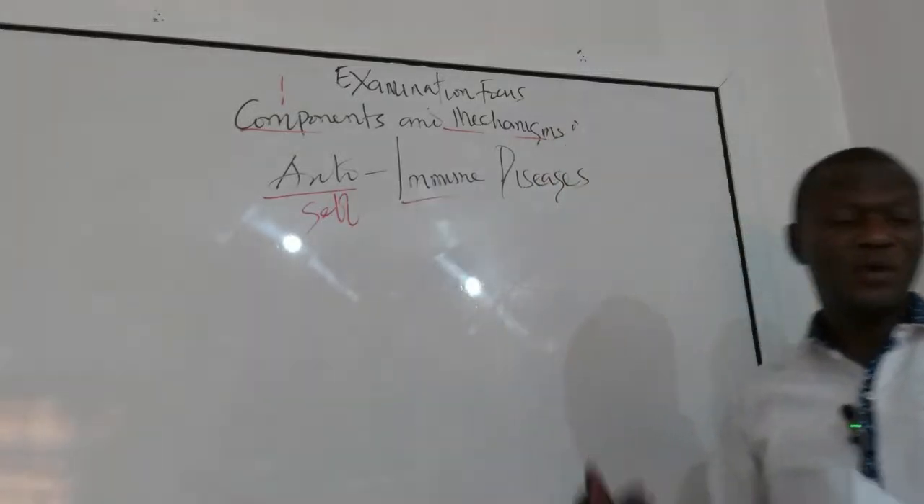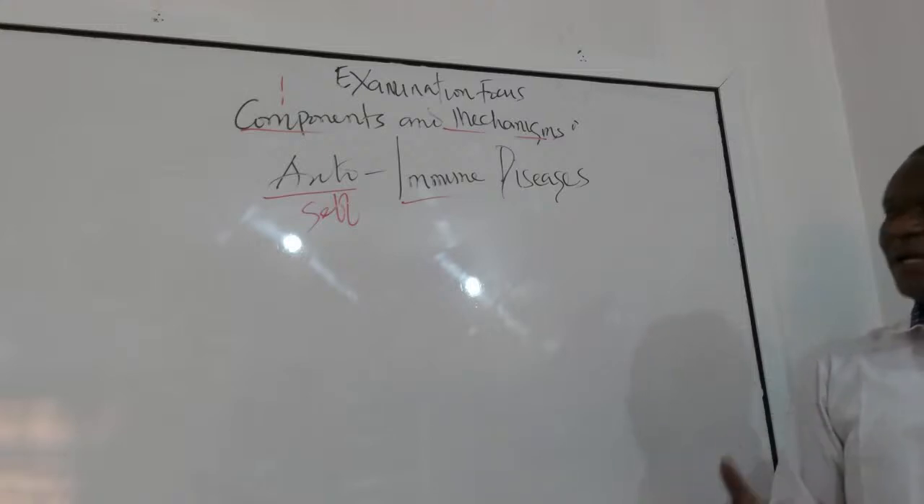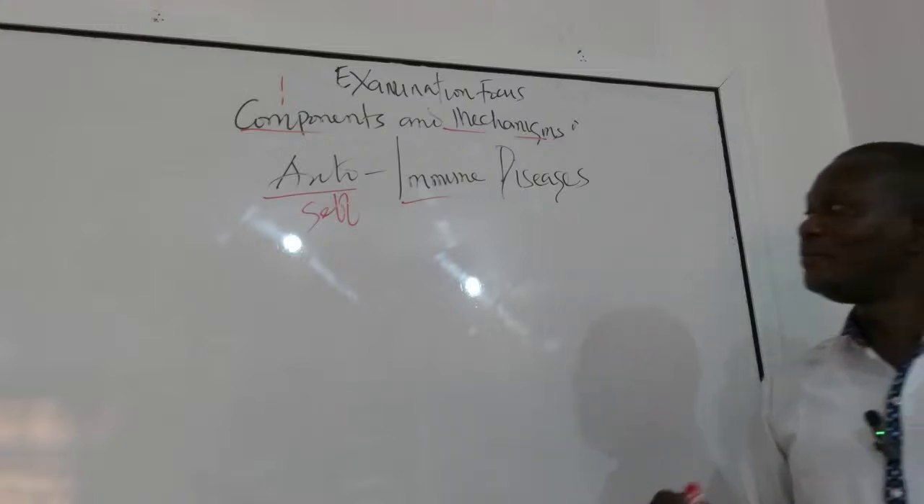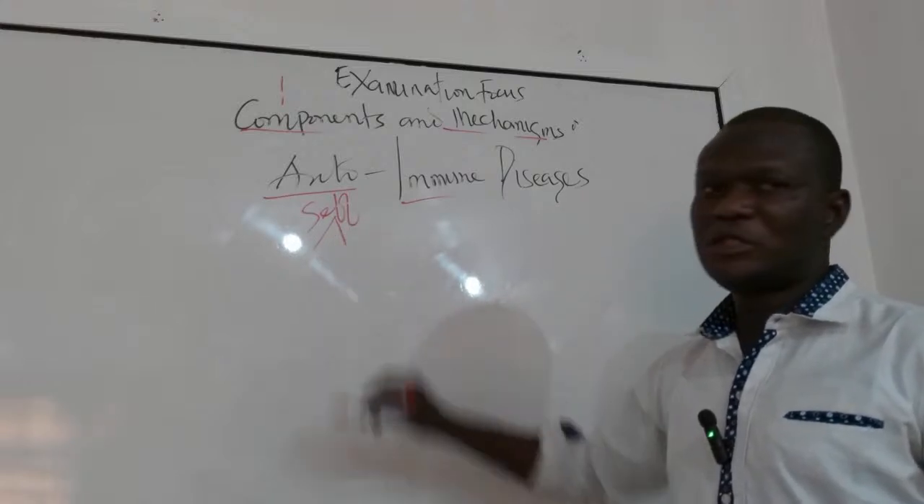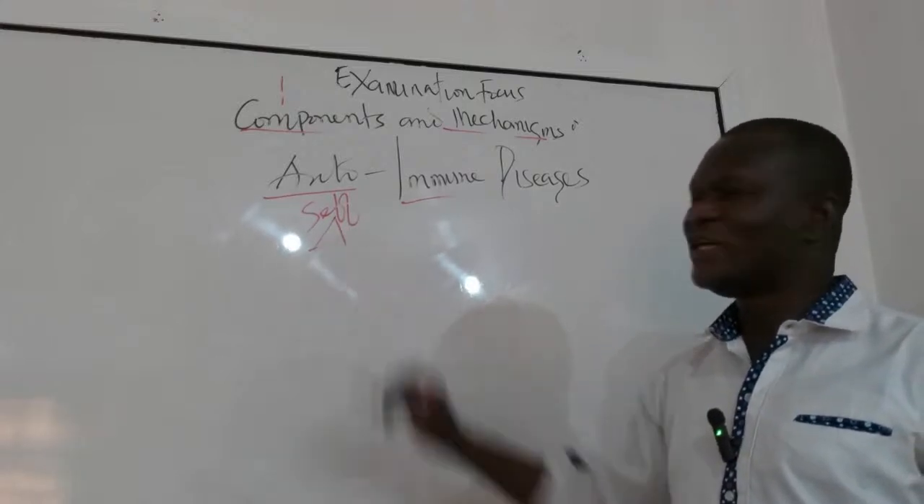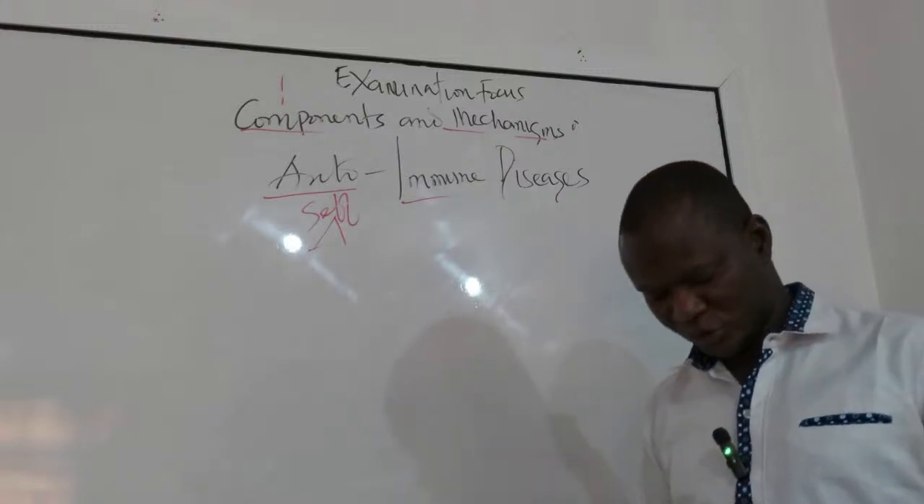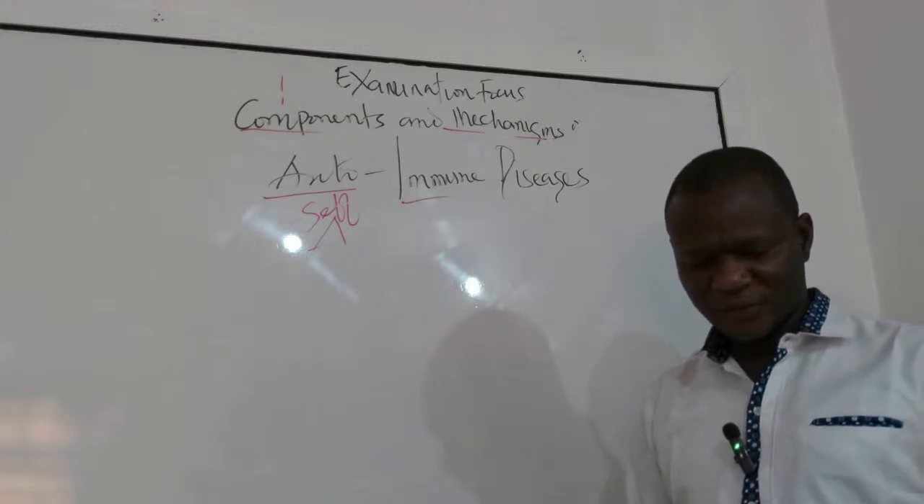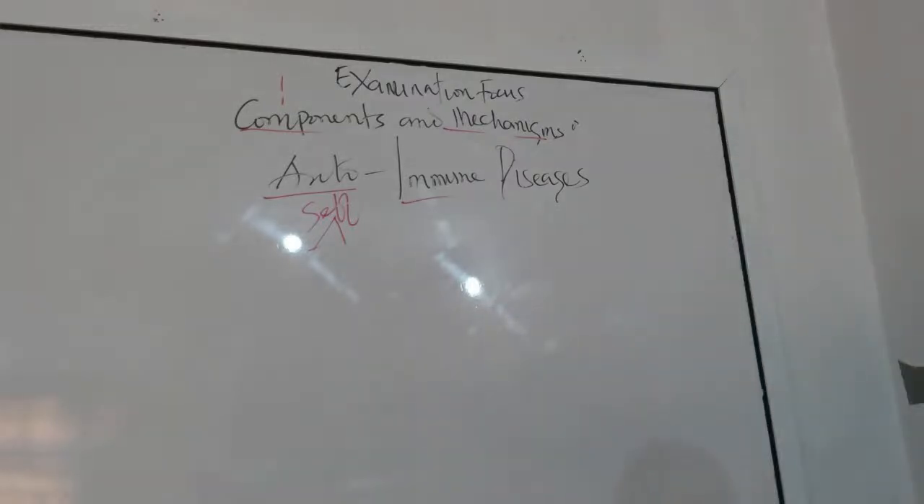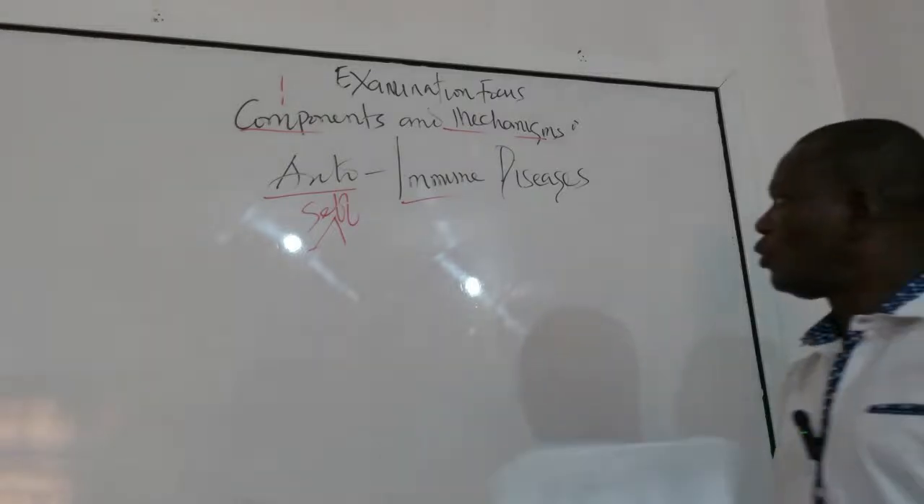Okay, this is when there is a problem for the immune system to be able to differentiate self from non-self. So it is going to result in different types of immunological abnormalities, and that is what is regarded as autoimmune diseases.